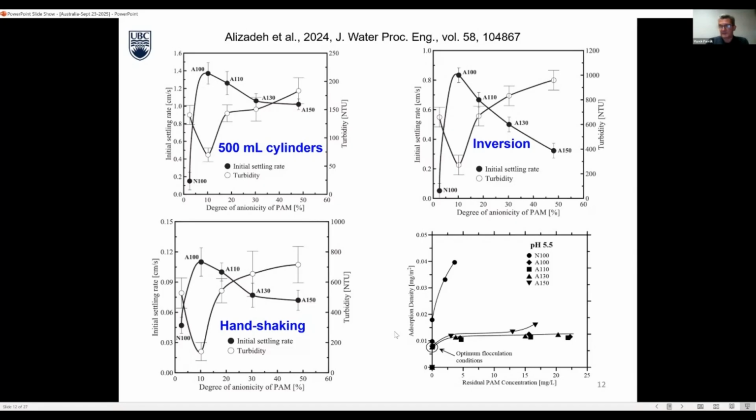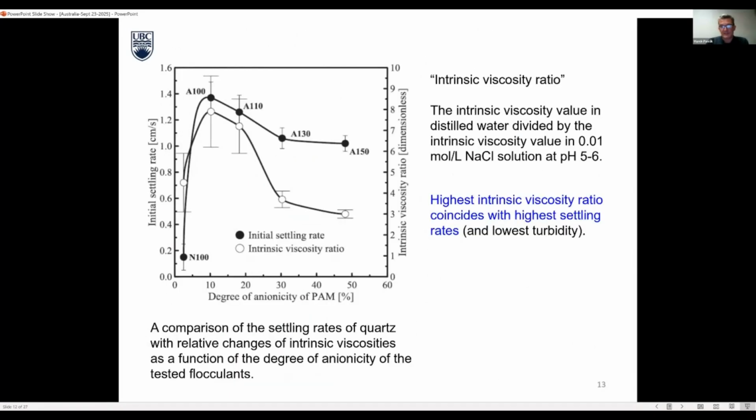So this was flocculation. Then we decided to look at the polymers and correlate their properties with the flocculation data. As I mentioned, we defined the intrinsic viscosity ratio as the intrinsic viscosity value in distilled water at pH 5.7 divided by the intrinsic viscosity value in sodium chloride. The value in distilled water can be viewed as a value for the extended chain, while the value in sodium chloride is a result of polymer coiling, essentially a value for a compact sphere, a polymer in a highly coiled configuration.